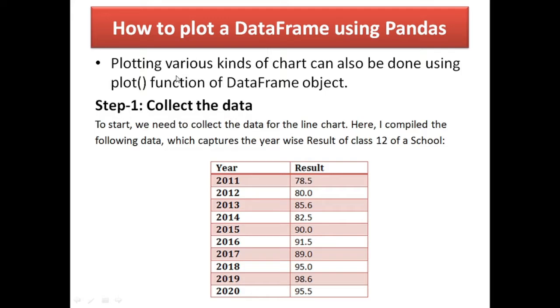Now, what are the steps for plotting a chart using data frames? Plotting various kinds of charts can be done using the plot function of the data frame object in a number of steps. Step number one is to collect the data. To start, we need to collect the data for the line chart. Here I compiled the following data, which captures the year-wise result of class 12th of a school. This is the table or series, you can say, year-wise. In 2011 the result was 78.5% for the school, 2012 80%, and so on. 2020 95.5%. So this is the data for which we have to draw a single line chart.